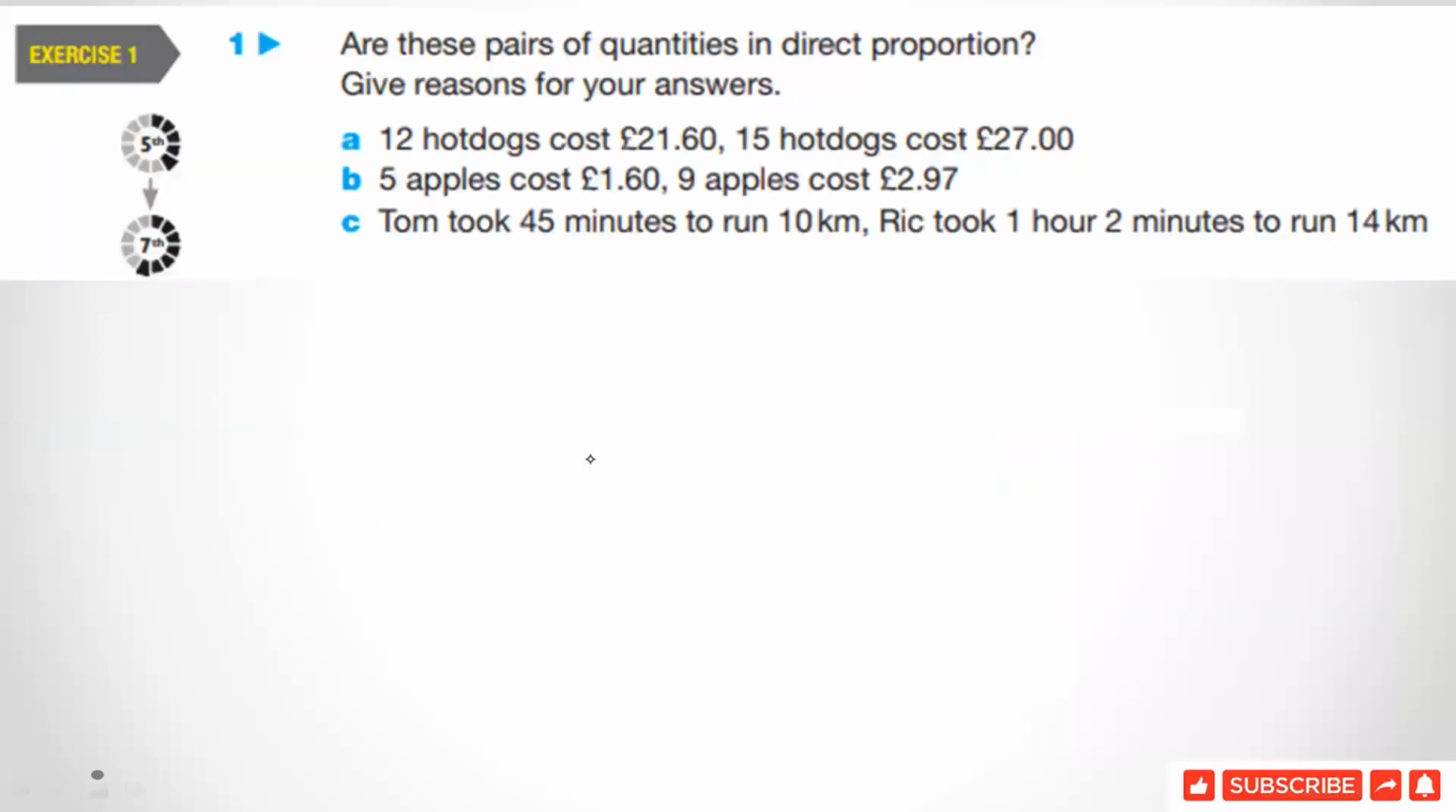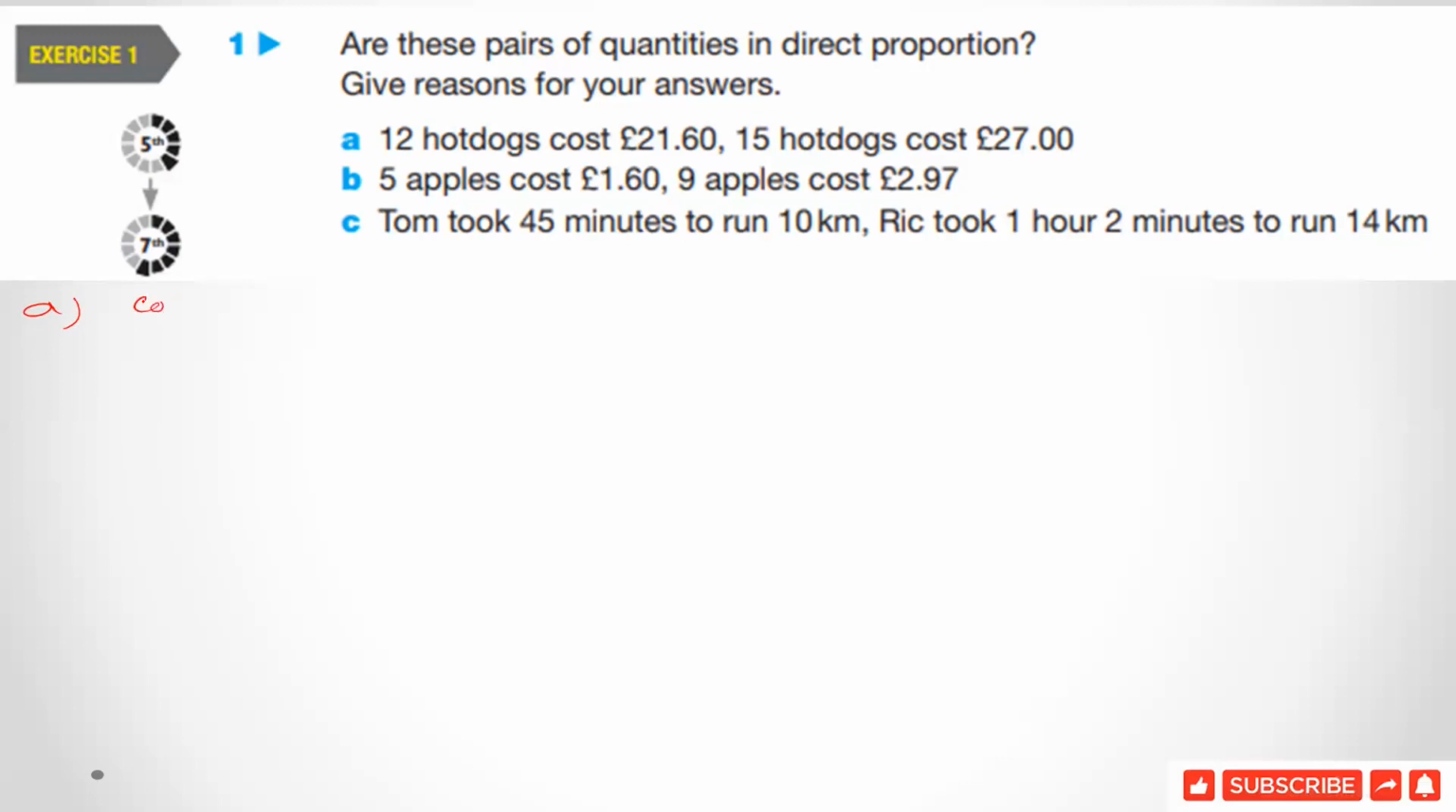Now we start the exercise. Question number 1 states, are these pairs of quantities in direct proportion? Give reasons for your answers. So we start with question number 1, A part. A part states, 12 hot dogs cost 21.60 pounds and 15 hot dogs cost 27 pounds. We need to check whether both ratios are in direct proportion or not.